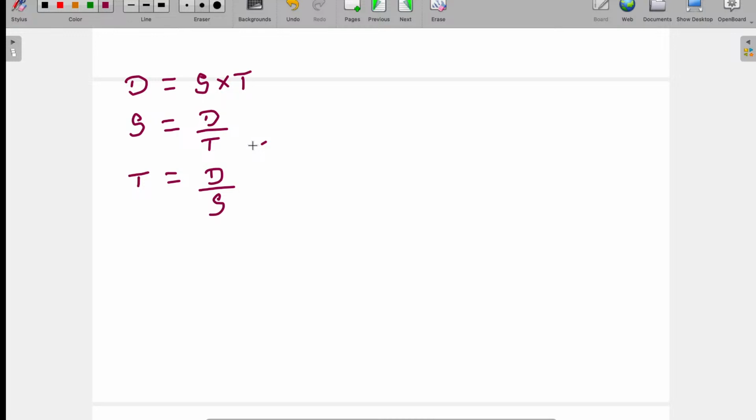Okay. Now here we have to talk about time. Important: time may sometimes be in hours. Then distance should be in kilometers. If time is in hours, we have to write speed in kilometer per hour. Then distance will be kilometer total.